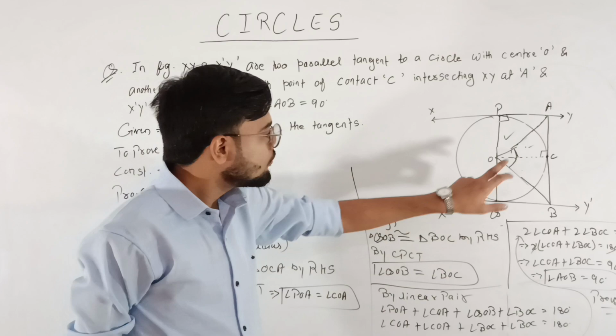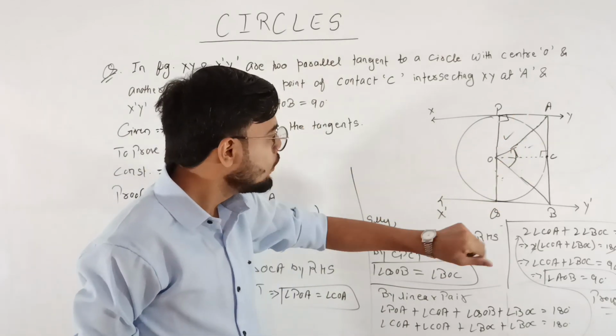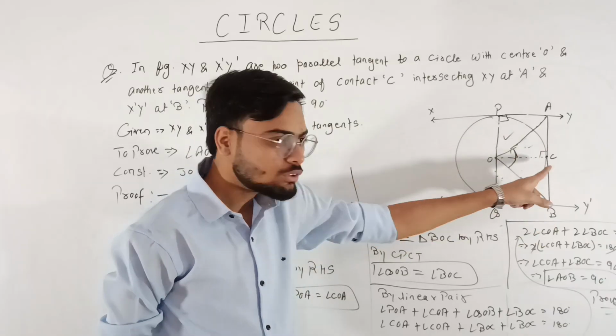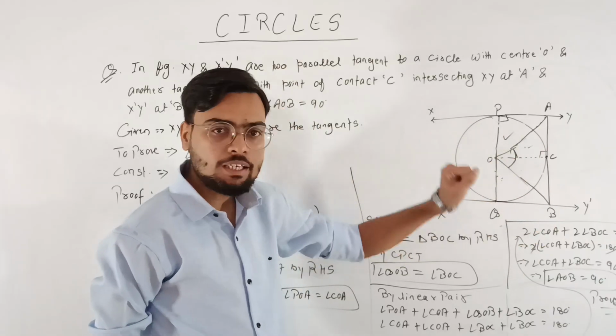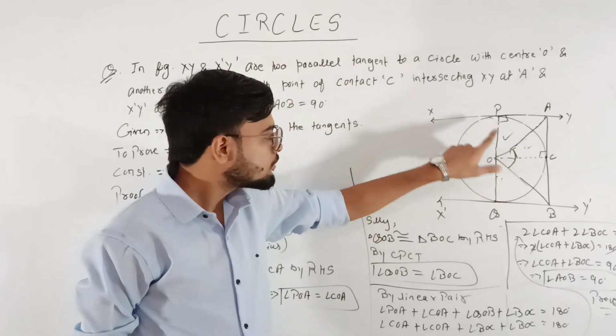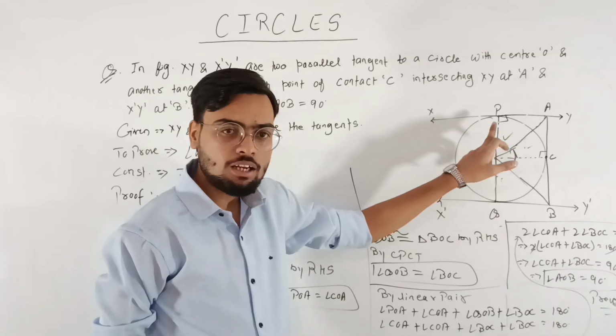So for this, look here, first I consider these two triangles, and these two triangles are congruent by RHS. How? 90 degree, 90 degree. Radius is perpendicular to a tangent, so OP is radius, OC is radius, which is perpendicular. So 90 degree. Now OA is equal because common. Now OP is equal to OC. Why? Because radius. So these two triangles are congruent by right angle, hypotenuse, side, RHS.